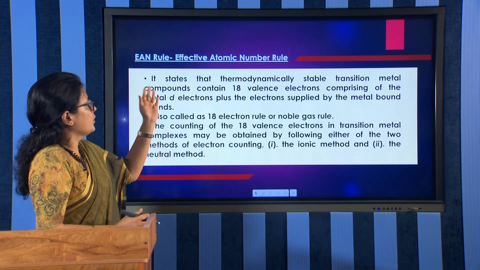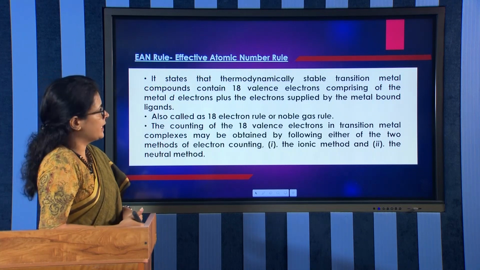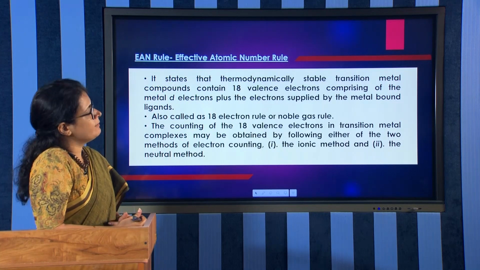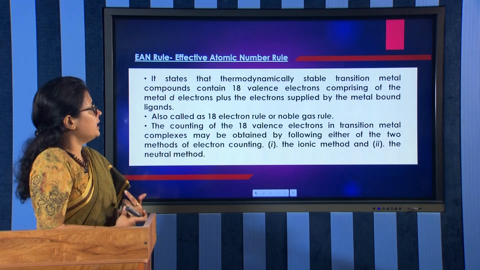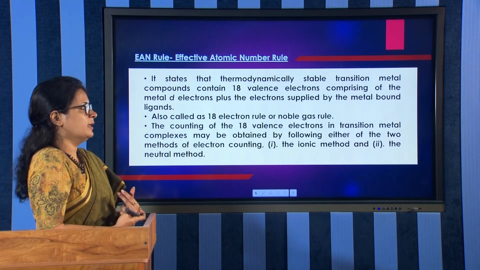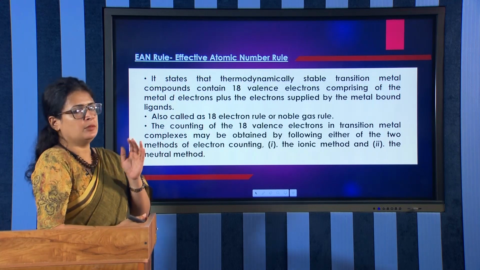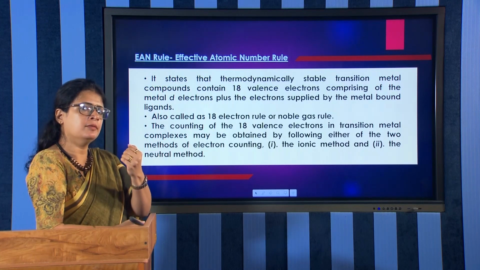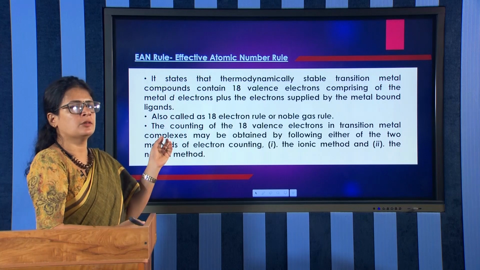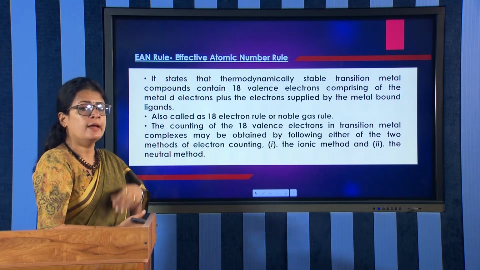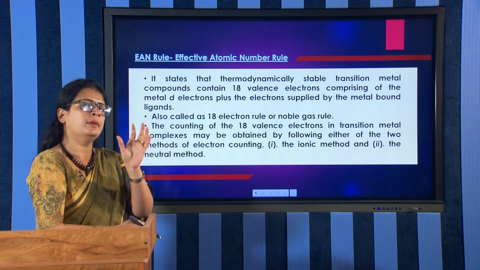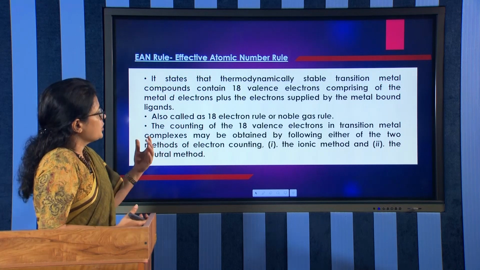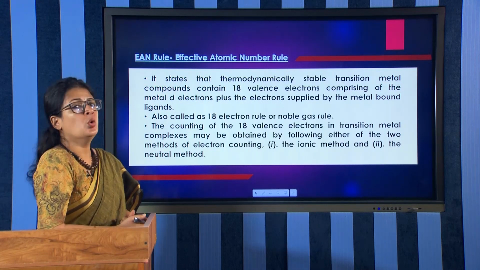So, the effective atomic number rule can be stated as: thermodynamically stable transition metal complexes or compounds contain 18 valence electrons, comprising metal d electrons plus electrons supplied by the metal-bound ligands, and the summation of the electrons in the metal and those gained from the ligands should be 18. On total you should have 18 electrons. When you have 18 electrons, that coordination compound is very stable. That is the point. It is also called the 18 electron rule or noble gas rule.